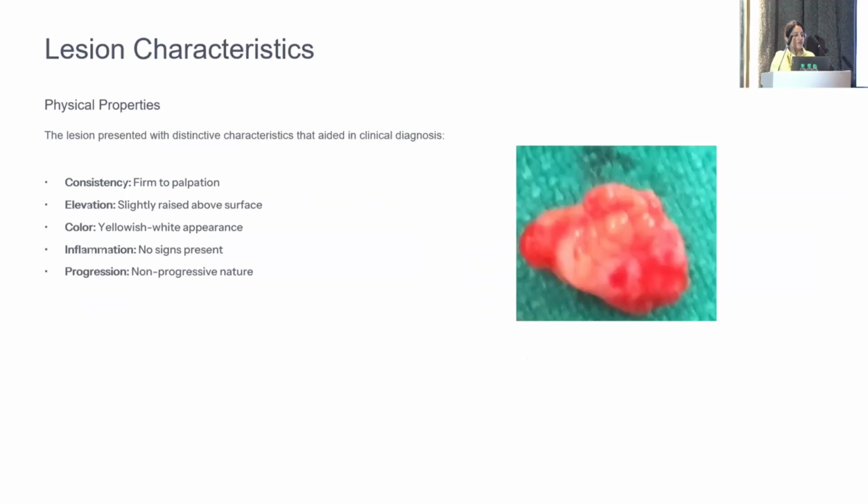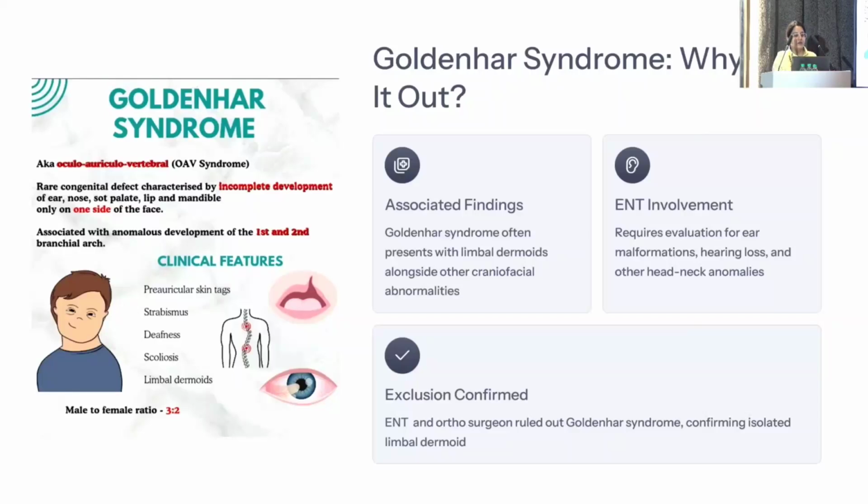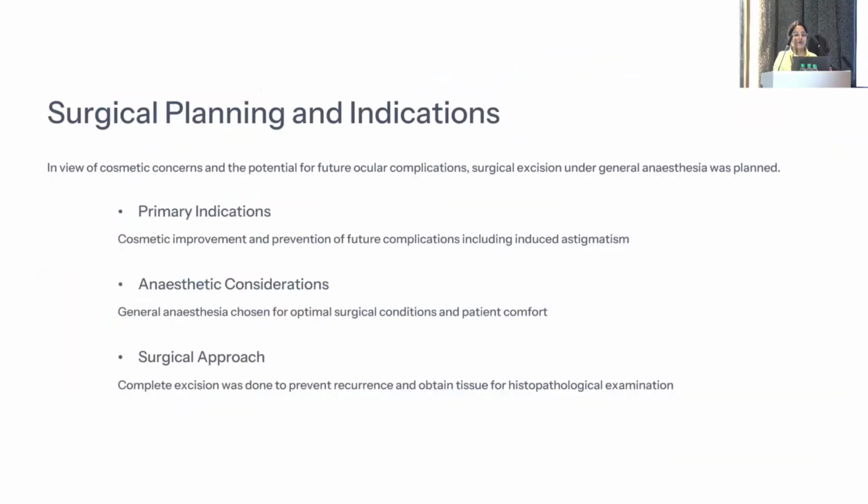The characteristics of the lesion: it is firm to palpate, slightly raised above the surface, yellowish white in appearance. There is no sign of inflammation, and it is non-progressive in nature. Differential is Goldenhar syndrome. We referred the patient to ENT and orthosurgeon to rule out Goldenhar syndrome. And they ruled out Goldenhar as there were no preauricular tags or any vertebral deformities. Then a surgery was planned.